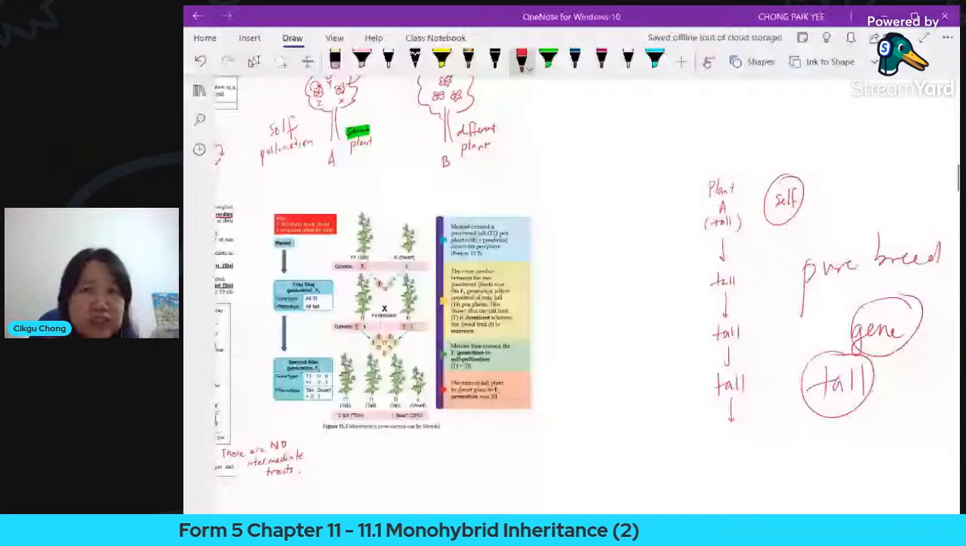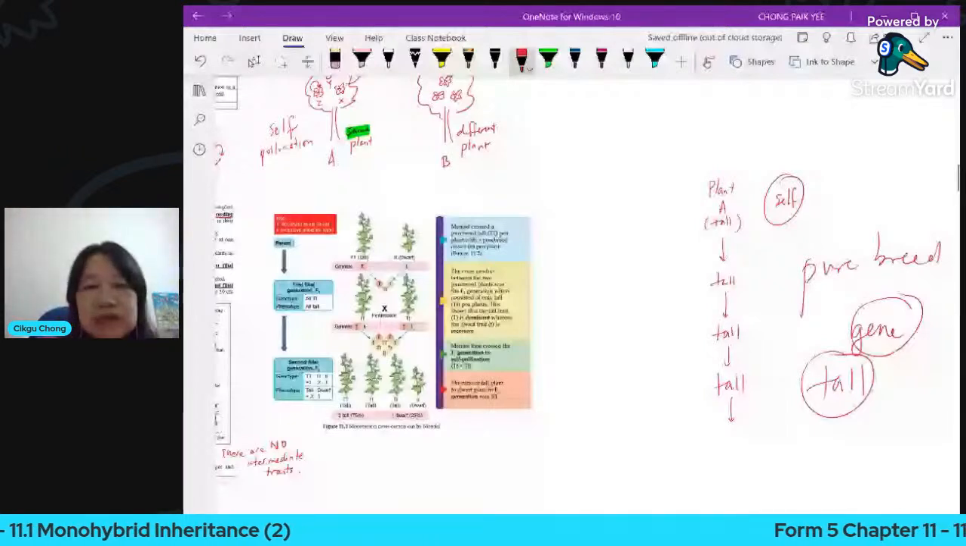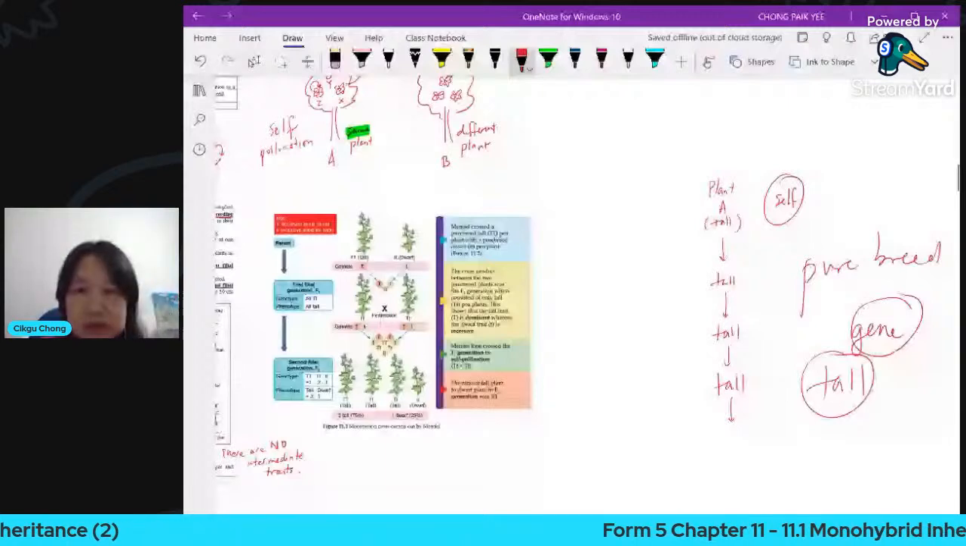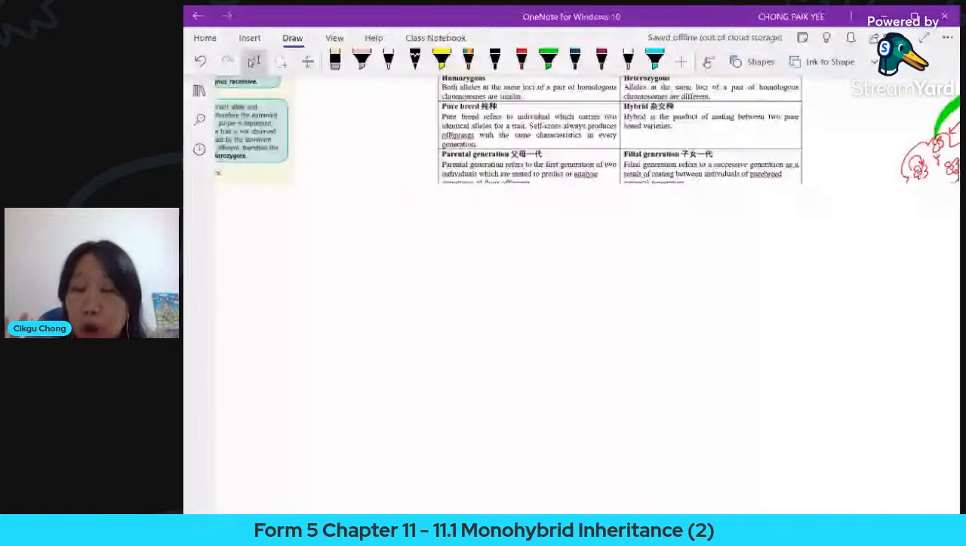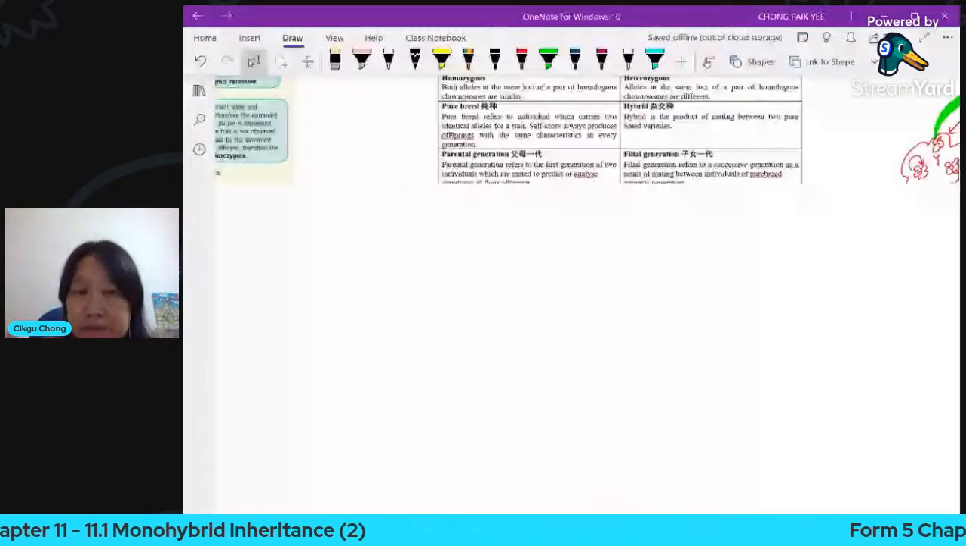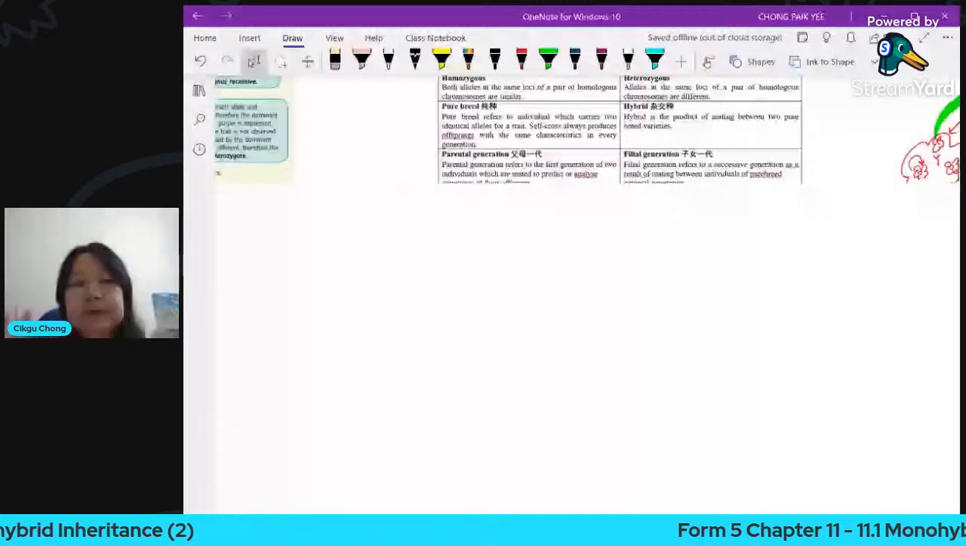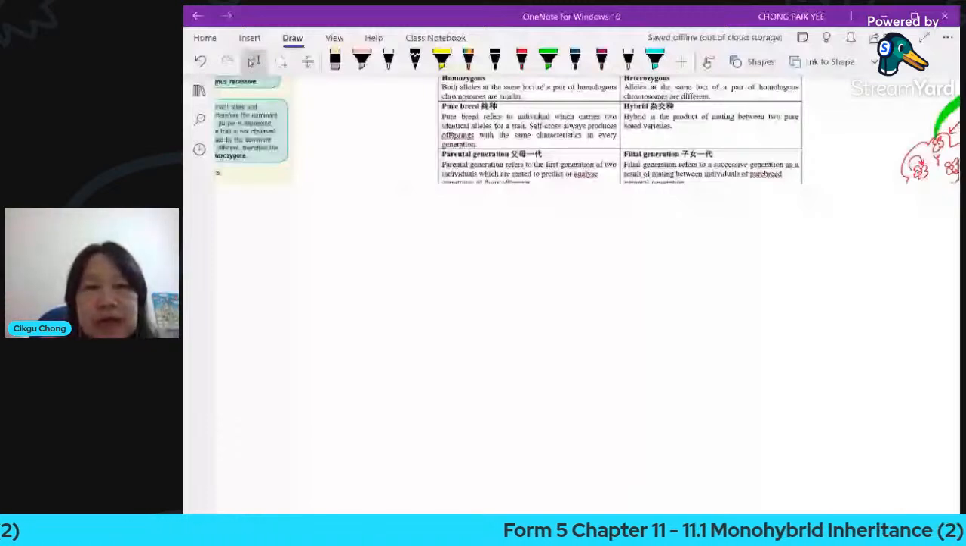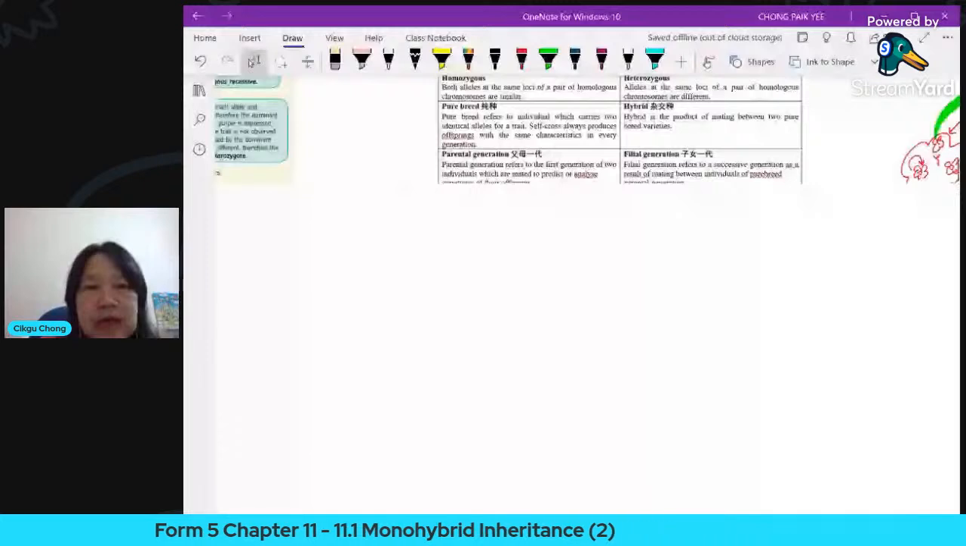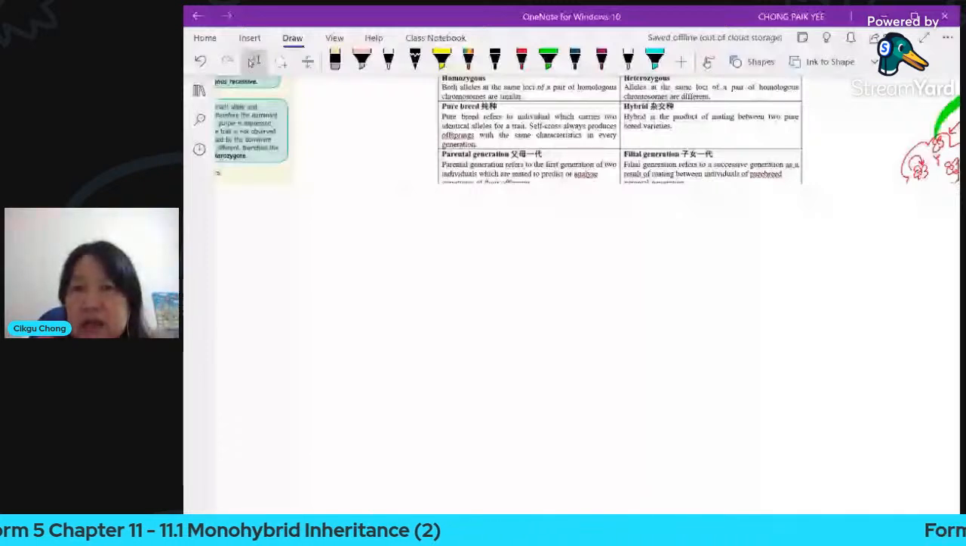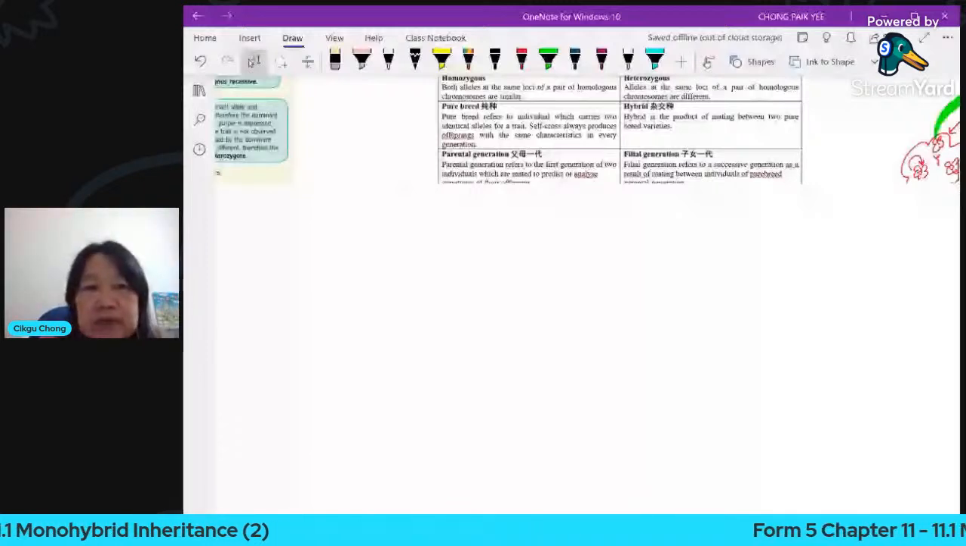Okay, so he started with pure breed first. Right, he used a pure breed tall plant, and then he crossbred it with a short, pure breed one. Okay, so you see, look here. Mendel chose pure breeding pea plants to study inheritance of several characteristics. A pure breeding plant is obtained after many generations of self-pollination. So after many generations, you find it's always tall.